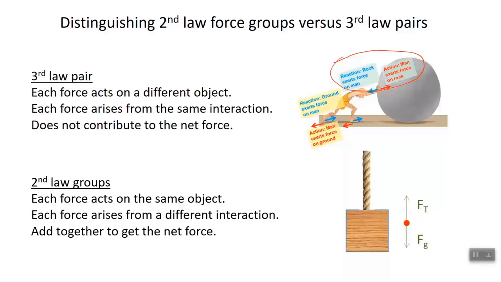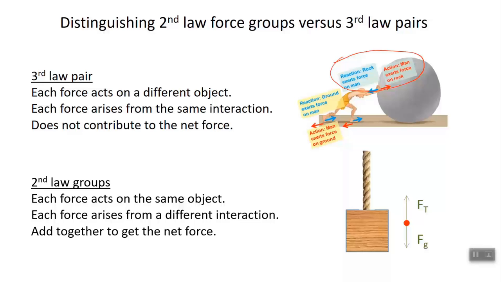Let's look at the mass hanging from a rope. We look at two forces that seem to be acting on that mass. There's gravity pulling it down, and there's tension pulling it up. In the event that there's no acceleration, those two forces are also equal and opposite. But what's different about them and, say, the force between the man and the rock, is that those two forces are both acting on the same object, the box that's being lifted. One is from the rope, the other is from gravity.